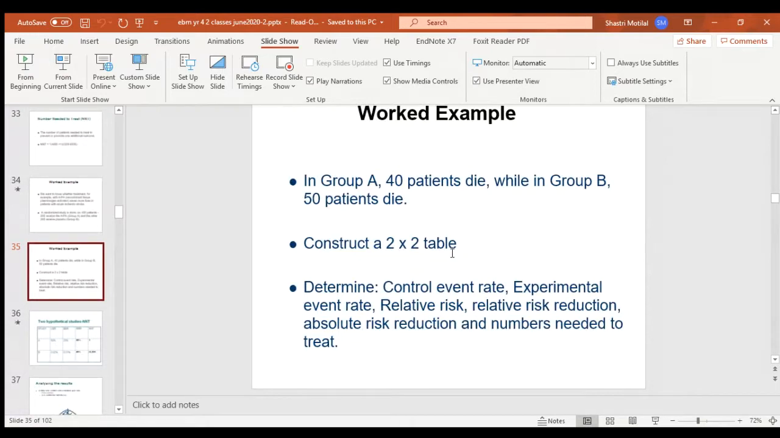So remember, group A was the intervention, and group B was the control. 200 people in each group. In group A, 40 people died, while in group B, 50 people died.